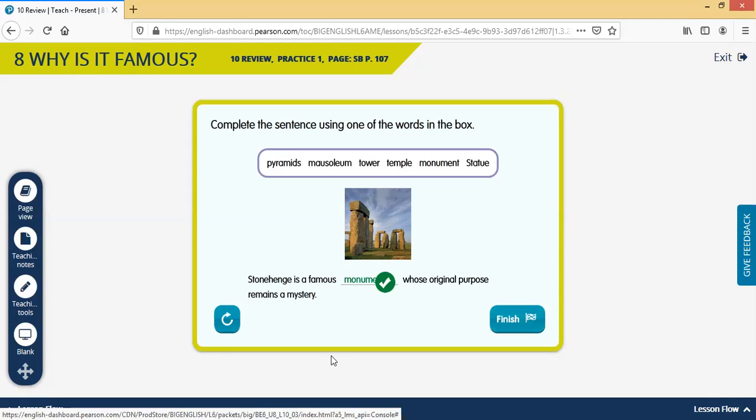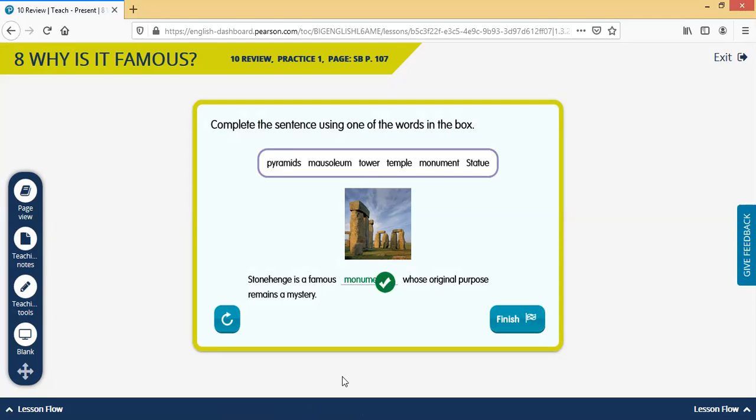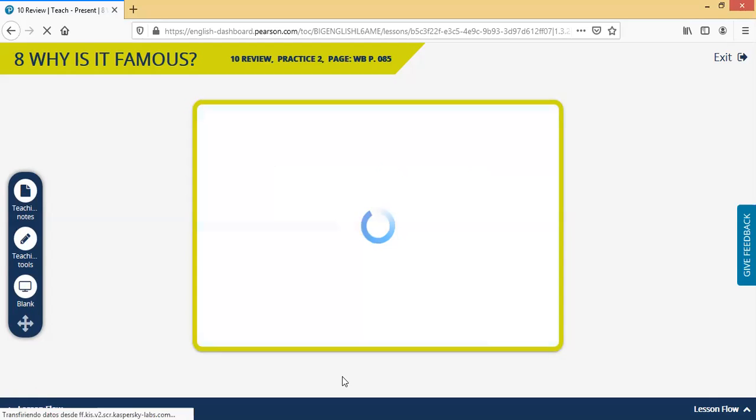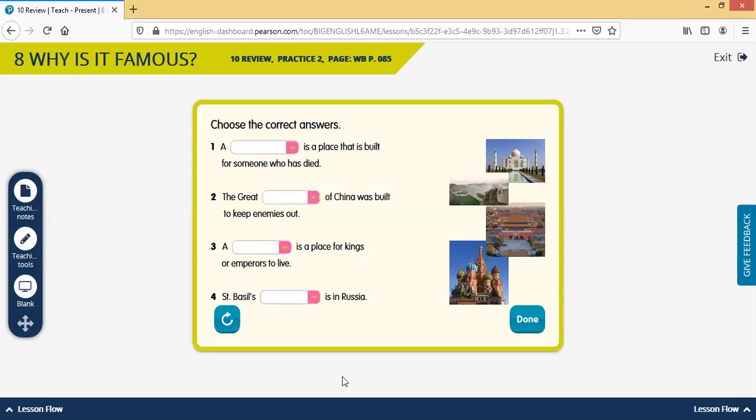All right, so much for that practice. Let's do a little bit of practice with something different. We have to choose the correct answers to these sentences. Again, this is based on the vocabulary that you have for Unit 8, which is what we are reviewing.